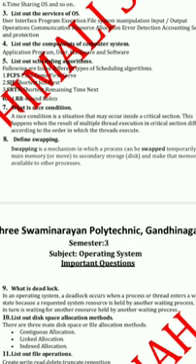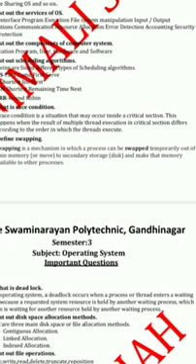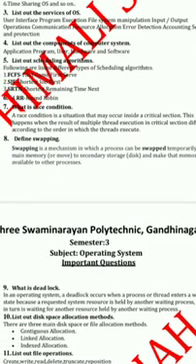Next question, define the swapping. So what is swapping? Swapping is a mechanism in which a process can be swapped temporarily out of the main memory to secondary memory. That means RAM to hard disk, and make that memory available to other processes.